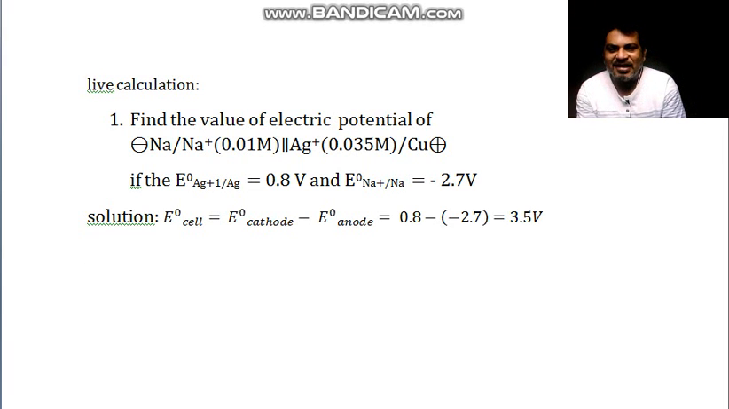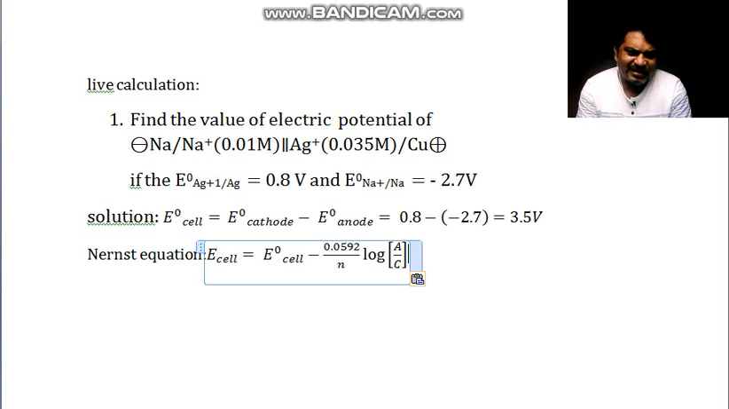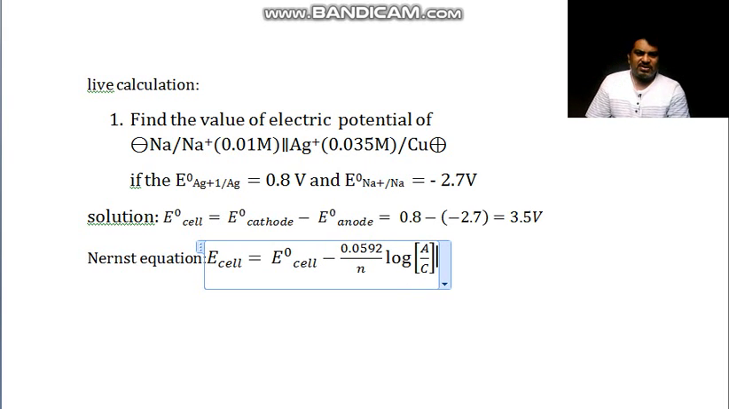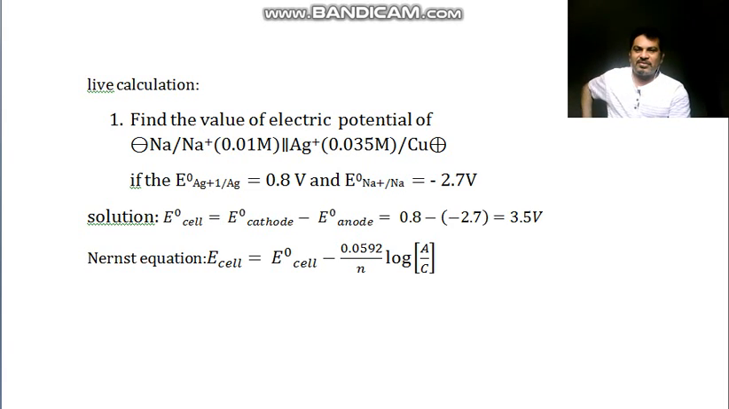We need the Nernst equation, and the Nernst equation is like this, dear students. You can see the Nernst equation here. E cell is equal to E degree cell minus 0.0592 upon n log of anode by cathode. We will enter the values here.